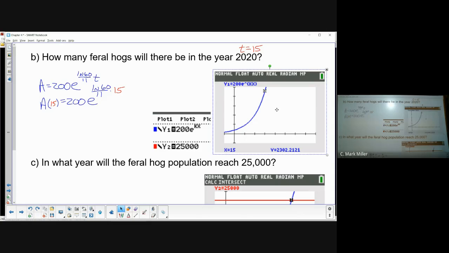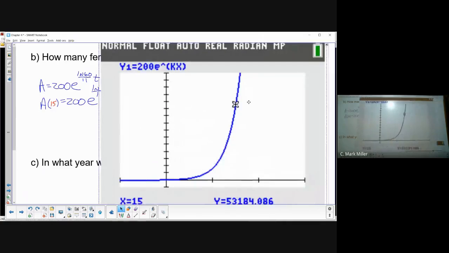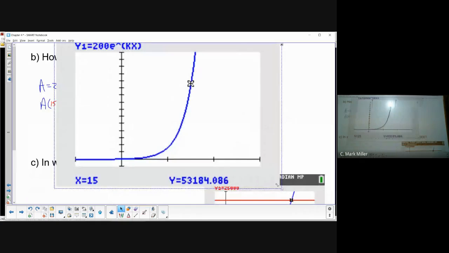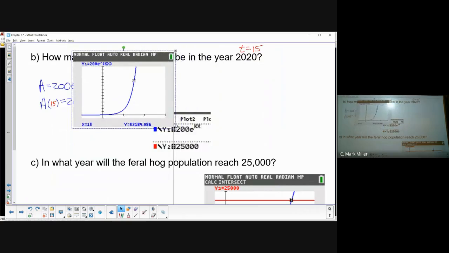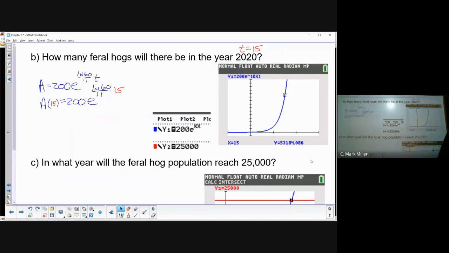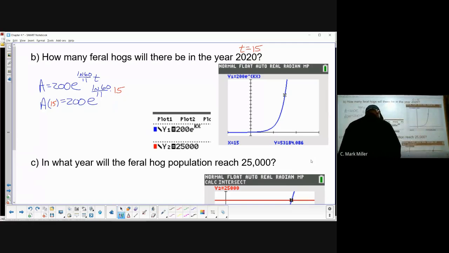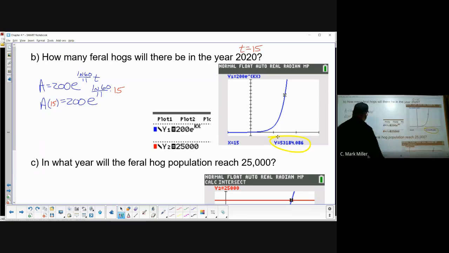The only problem here is this is an old screen. I changed the problem. I didn't have the hogs growing fast enough, and I forgot to change the slide, this part here. So on your calculator, on the screen that's on your right, put in this new number right here. So there's going to be 53,184 hogs.